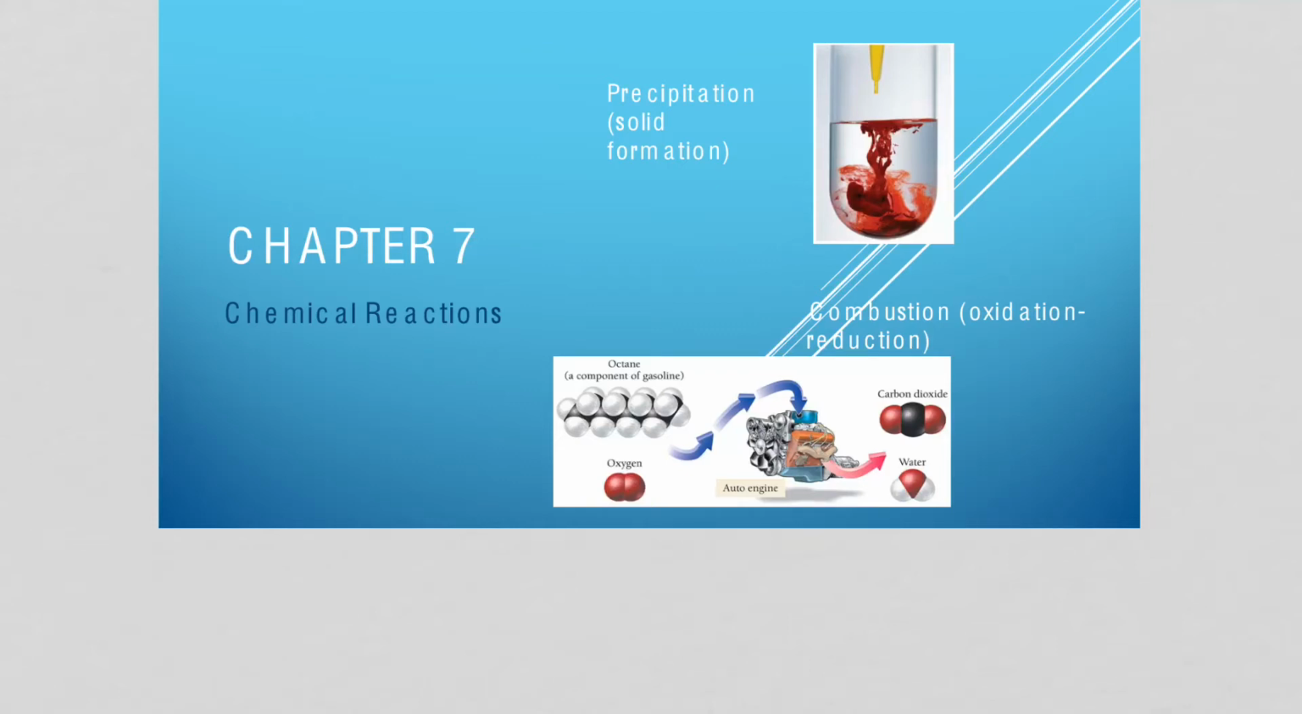Welcome, class. Today we are going to begin Chapter 7. In this chapter, we're going to be talking about chemical reactions. We're going to first look at how we write out chemical reactions and some of the things that go along with writing out chemical reactions.